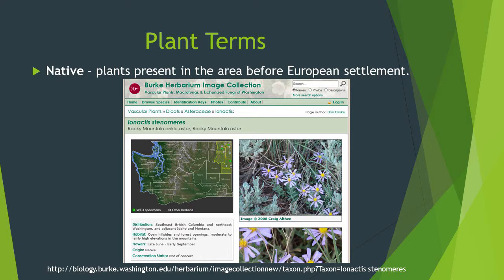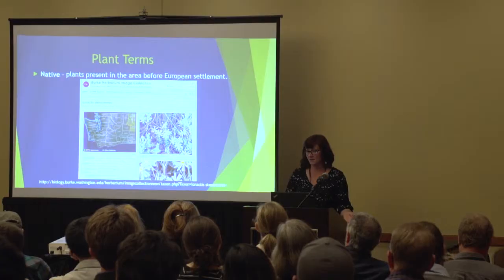They also include habitat information, which you can't read. It says open hillsides and forest openings, moderate to fairly high elevations in the mountains. So if that's not similar to the habitat that your bioretention is going to be emulating, probably not a good selection.